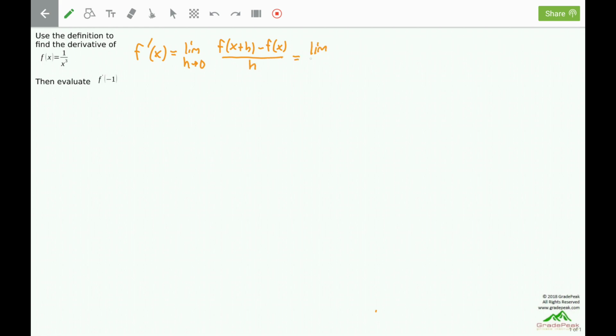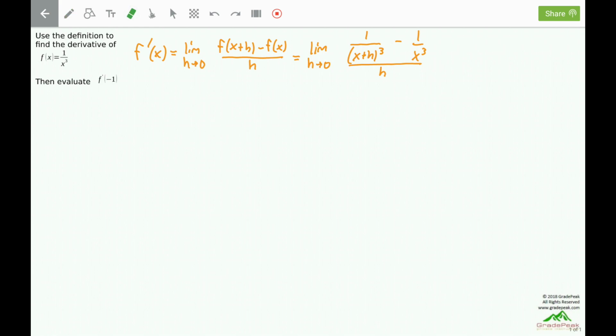The next thing to do is formulate f of x plus h, which means to take f of x, 1 over x cubed, and replace all of the x's with x plus h's in parentheses. That will give us 1 over x plus h cubed minus 1 over x cubed, and then that entire thing over h.